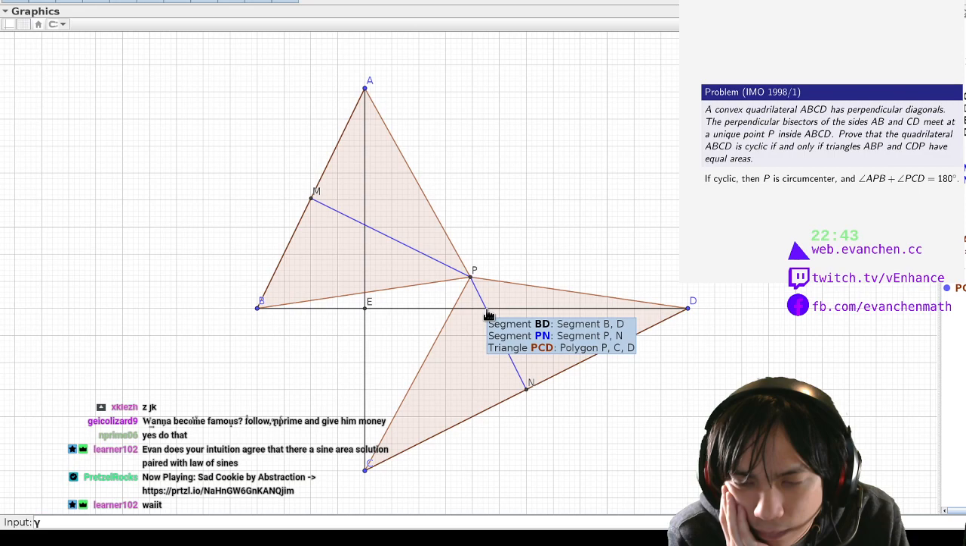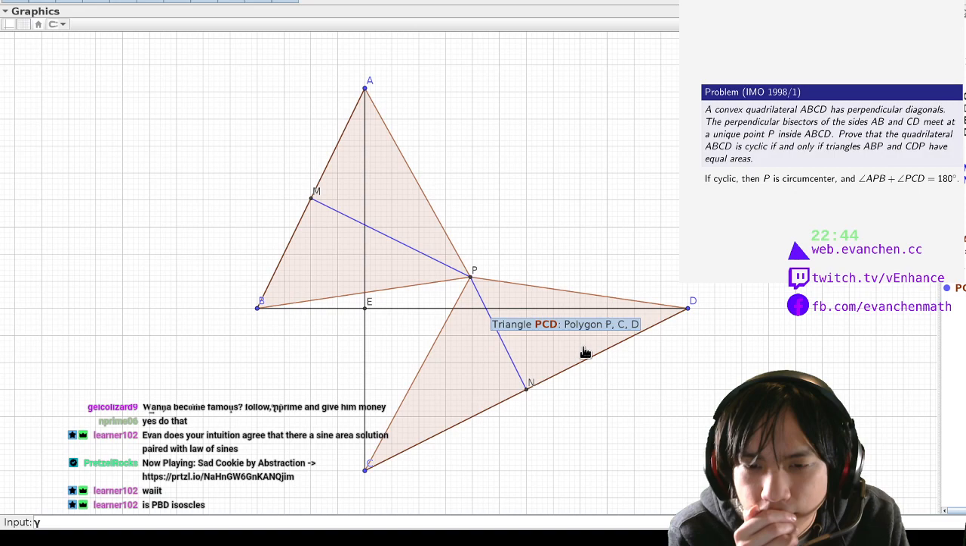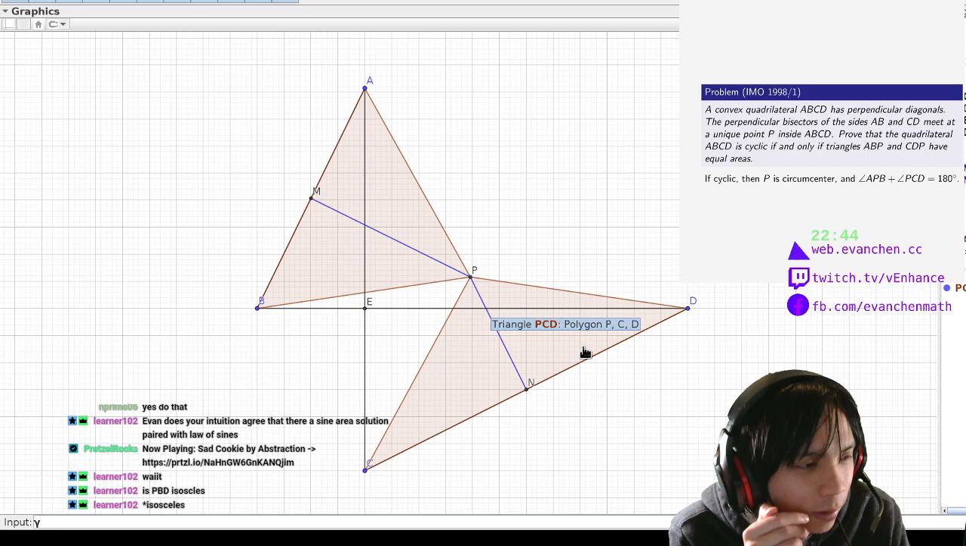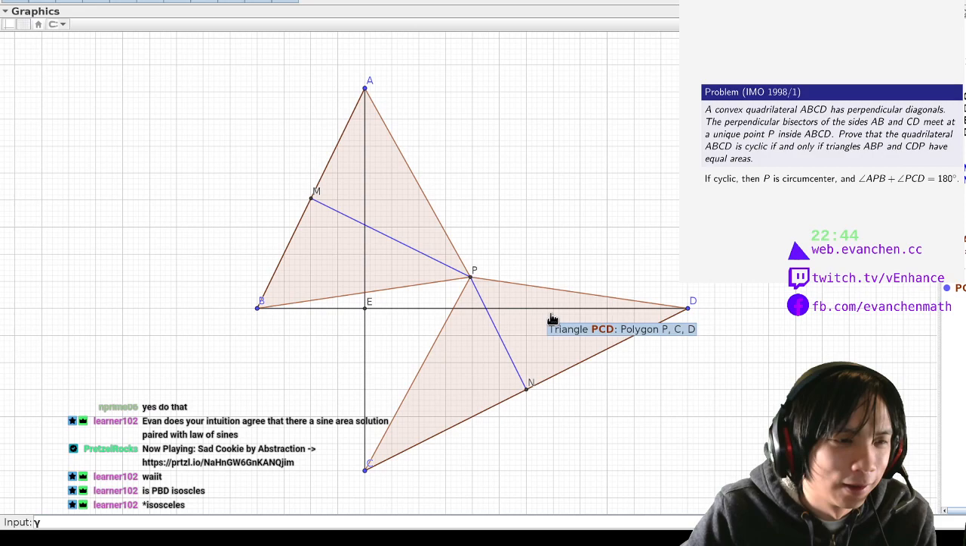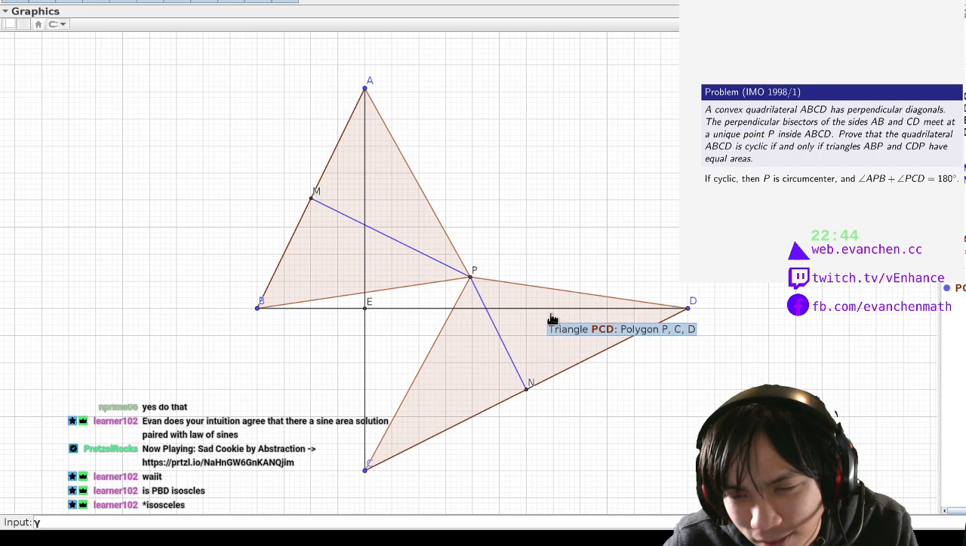Is PABD isosceles? Only in the desired situation. I mean, yes, it's isosceles because P is actually the circumcenter. If we can show PB equals PD, then we're set. The problem is I have some skepticism that that is what's going on here.